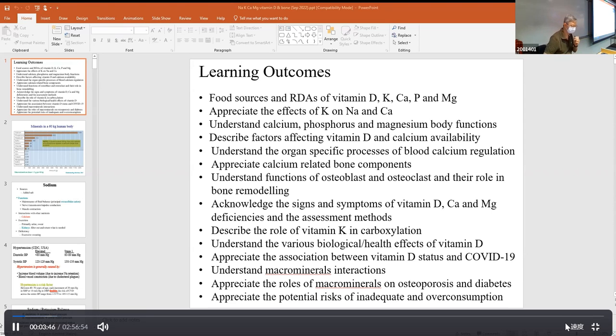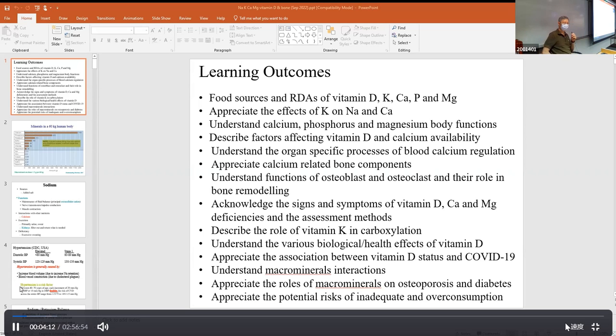Okay, maybe we should start. So today we will be doing the macro minerals, instead of the list that you received, which is supposed to be the trace elements. But I always do the macro before we do the trace elements.